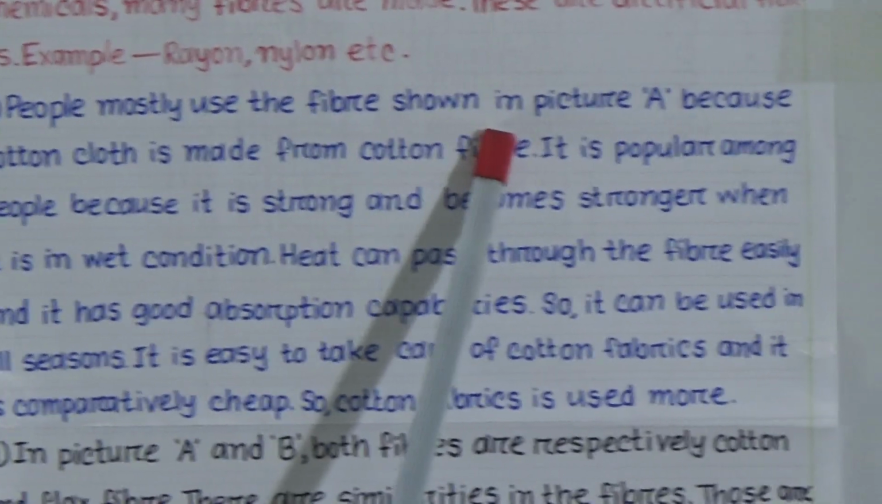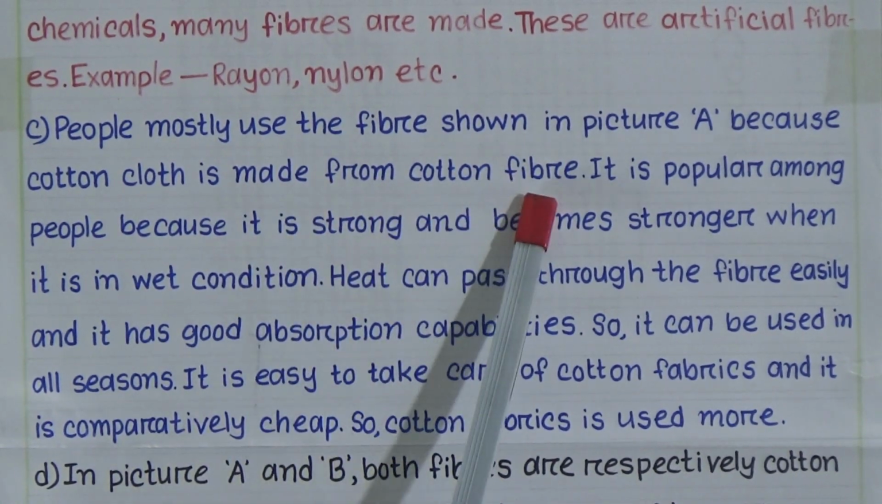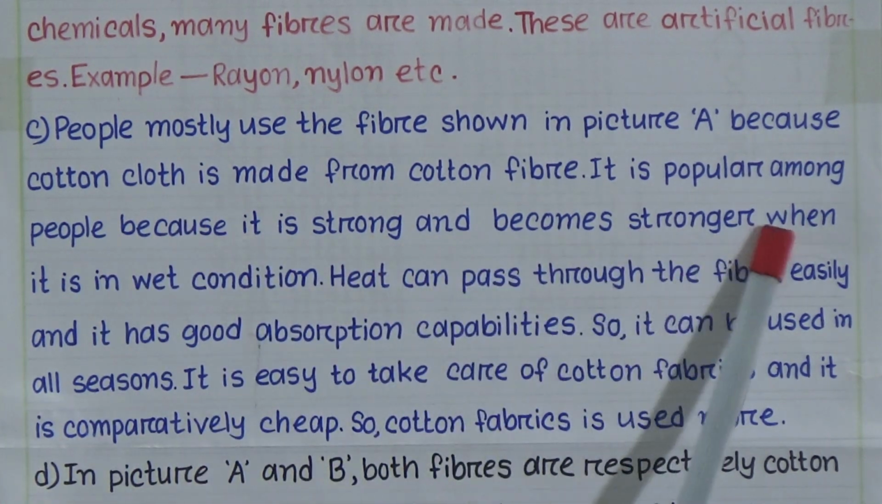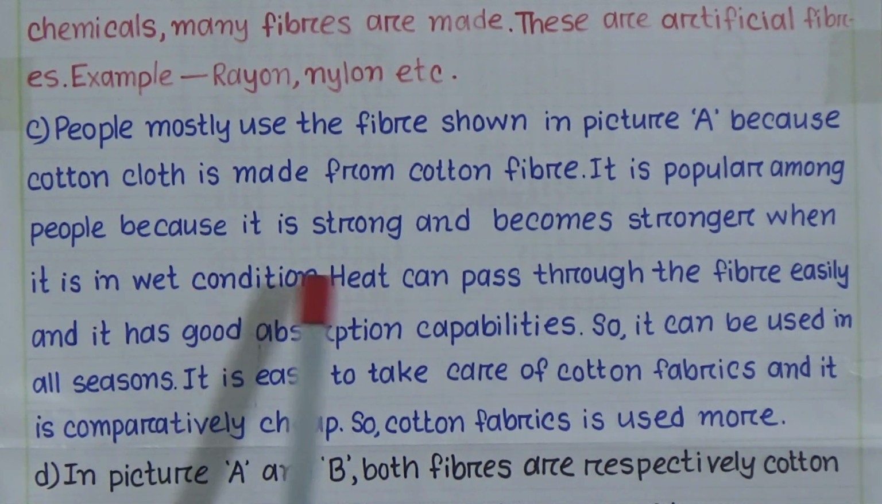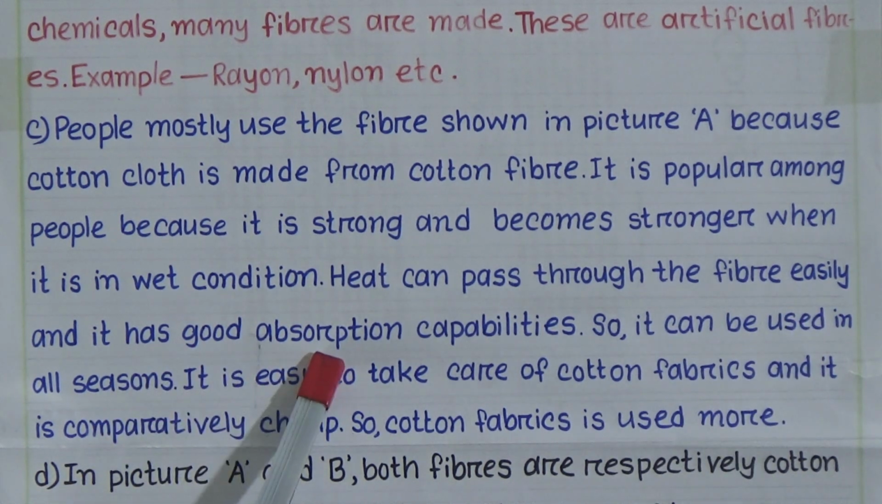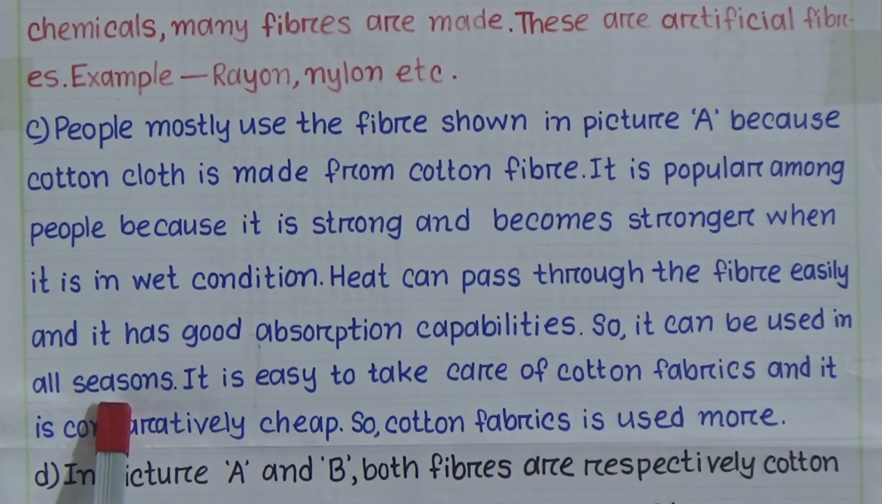Here is our answer. People mostly use the fiber shown in picture A because cotton cloth is made from cotton fiber. It is popular among people because it is strong and becomes stronger when it is wet. Heat can pass through the fiber easily and it has good absorption capabilities. So it can be used in all seasons. It is easy to take care of cotton fibers and it is comparatively cheap. So cotton fiber is used more.